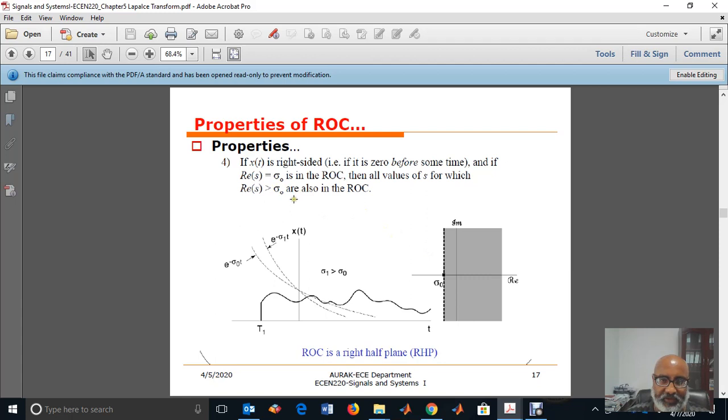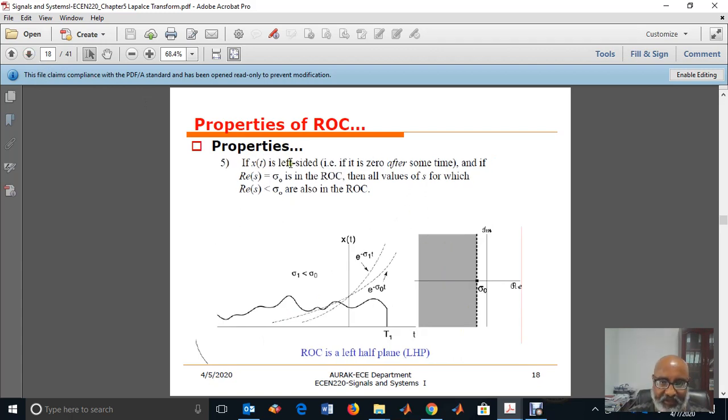So if sigma naught is in the region of convergence, all sigmas greater than sigma naught are in the region of convergence. Because for the right-sided signal, the region of convergence starts at a certain sigma naught and goes to the right. That's why. So right-sided signal means here it starts at T1 and goes to, for example, positive infinity.